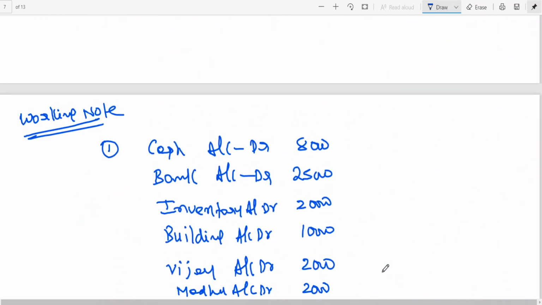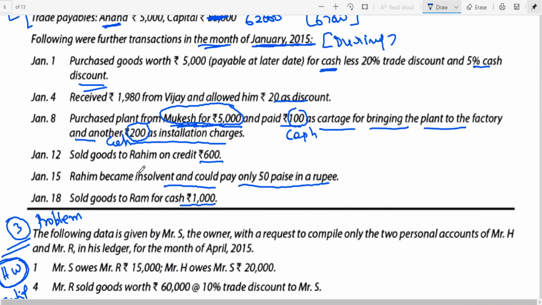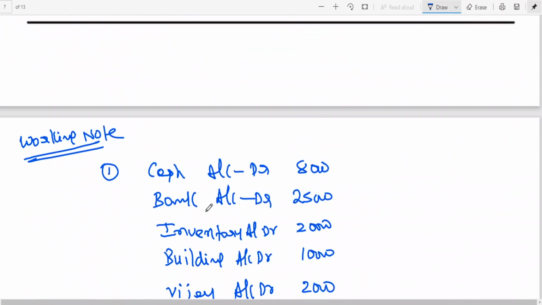Then next, last one. Could pay 50 paise in a rupee. Cash account debtor 300. The amount that could not be paid, because when a person has become insolvent, that is a final settlement. We can't expect anything unless our luck is good. That may become bad debts recovered. That very rarely happens. Sold goods to Ram for cash. The name of the customer is given, but cash, so you shall assume it as a cash transaction. So entry: cash account debtor to Ram account.